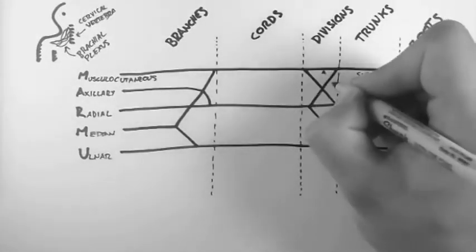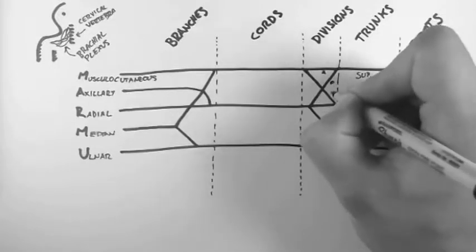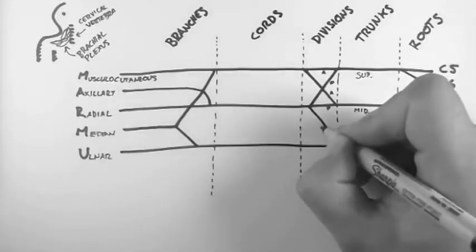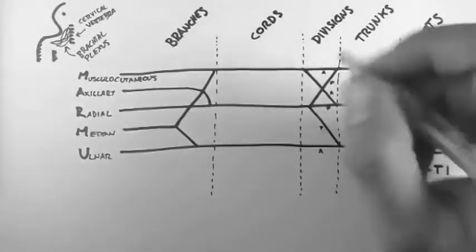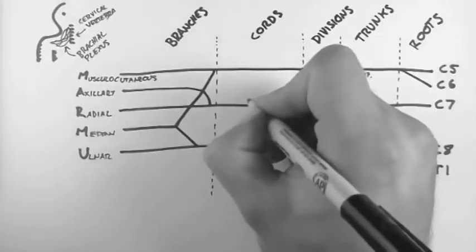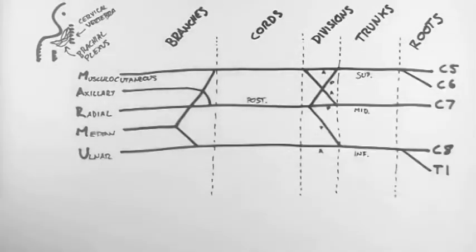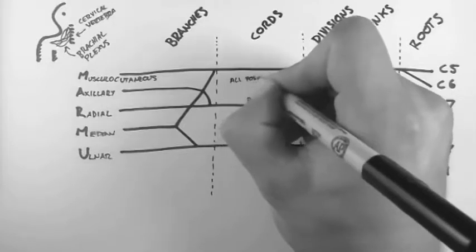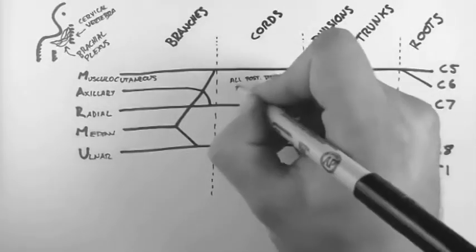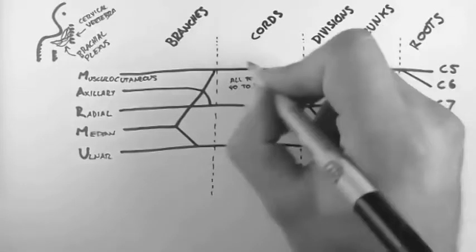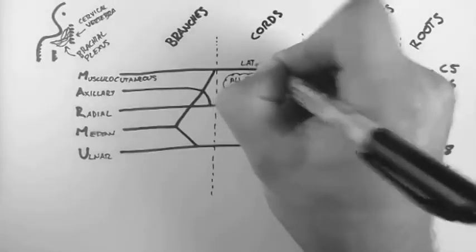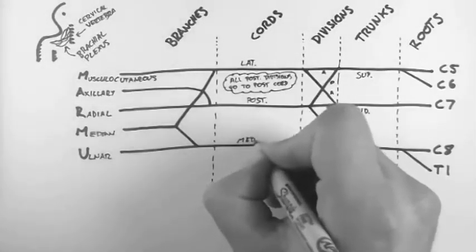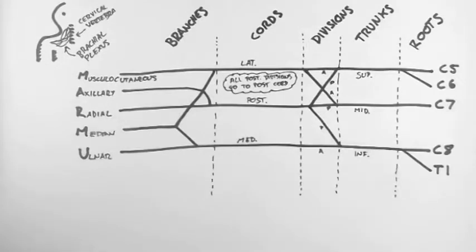So let's label the divisions. Here's an anterior division, then a posterior division, then an anterior division, then the posterior, and then the anterior. Now the way to remember this is that this middle cord here is called the posterior cord. And as a rule, all posterior divisions go to the posterior cord. And whatever's left over is the anterior division. Now these other 2 cords are the lateral and medial cord.